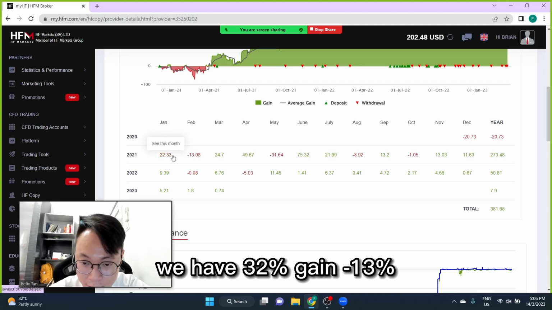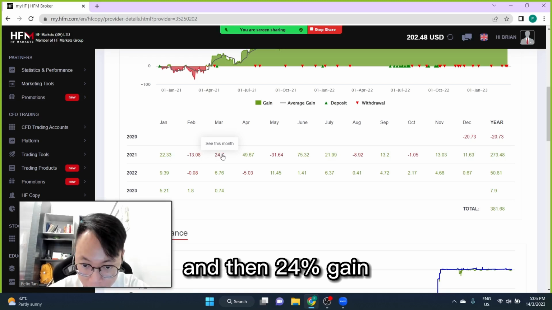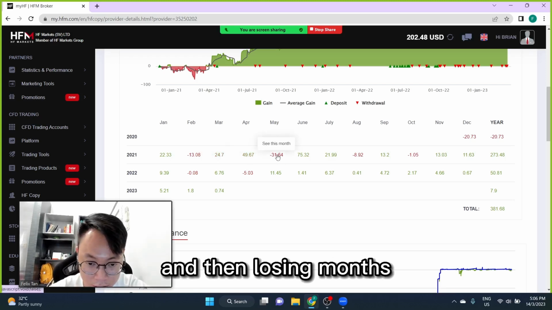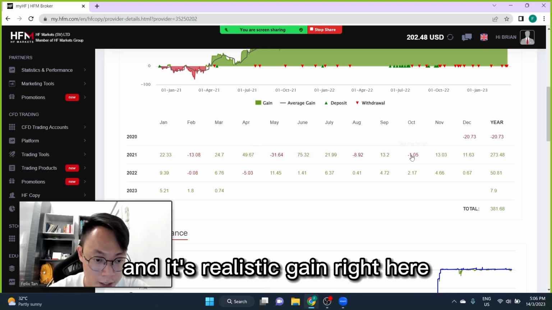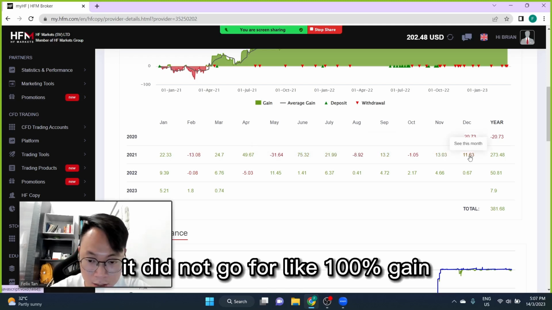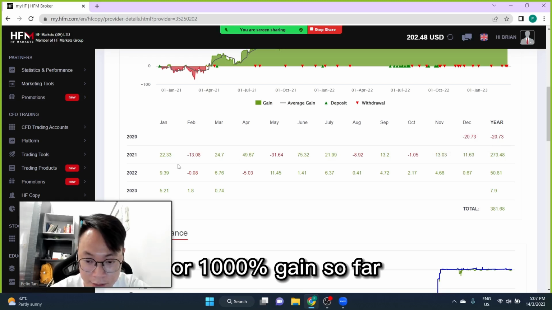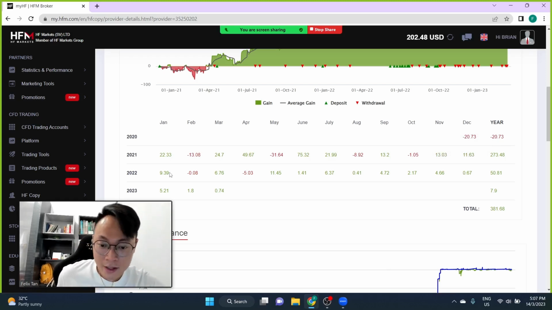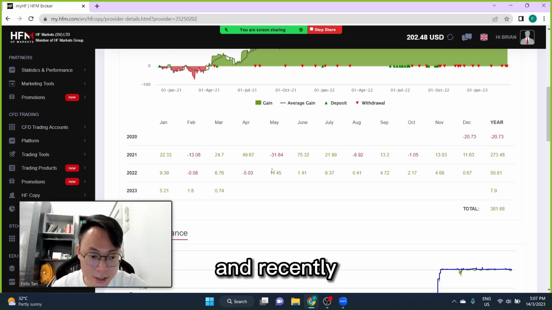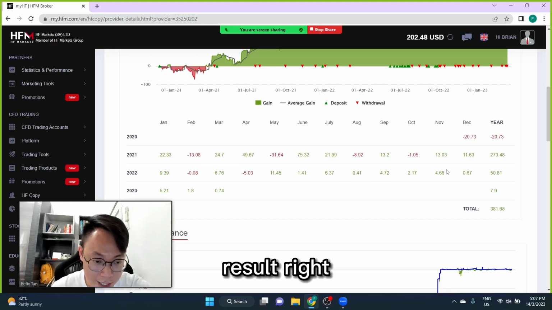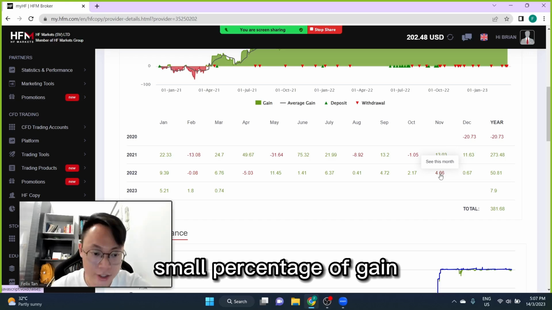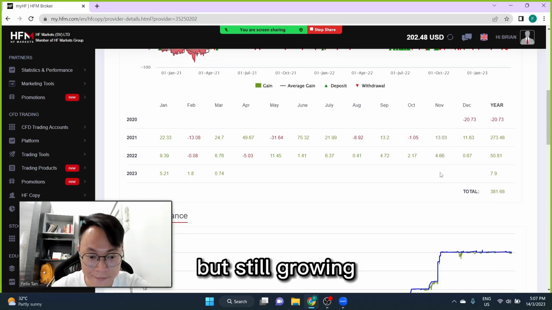We have a 22% gain, minus 13%, right? And then a 24% gain, followed by 49 and then losing months, right? Overall it is a winning month, and it's a realistic gain right here. It did not go for a 100% gain or 1000% gain so far. And recently, the past 6 months showed good results, right? Small percentage of gain, but still growing.